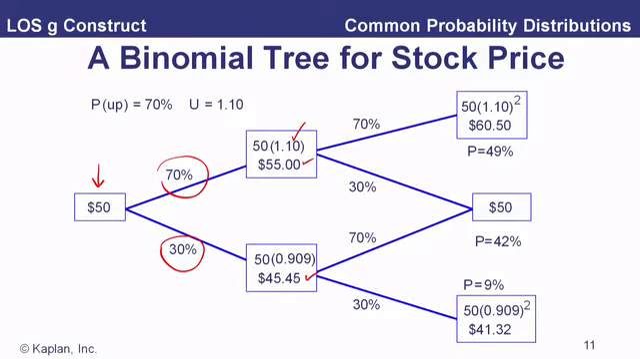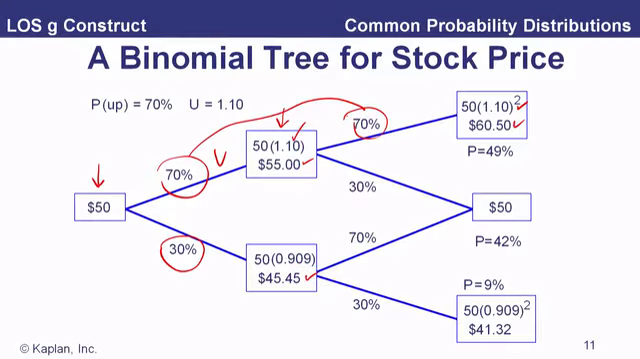Up factor, 1.1. So once we get to this node, once we've had an up move, the probability of an up move, well, they're independent trials, so it's still 70%. And we would have a price of 60.50. We've had 2 up moves, so we multiply by the up factor twice. That gets us to $60.50. And what's the probability of that? Well, we just go right out our branches. 70% probability of one up move, 70% probability of an up move in the second period, so a 49% probability of two up moves.